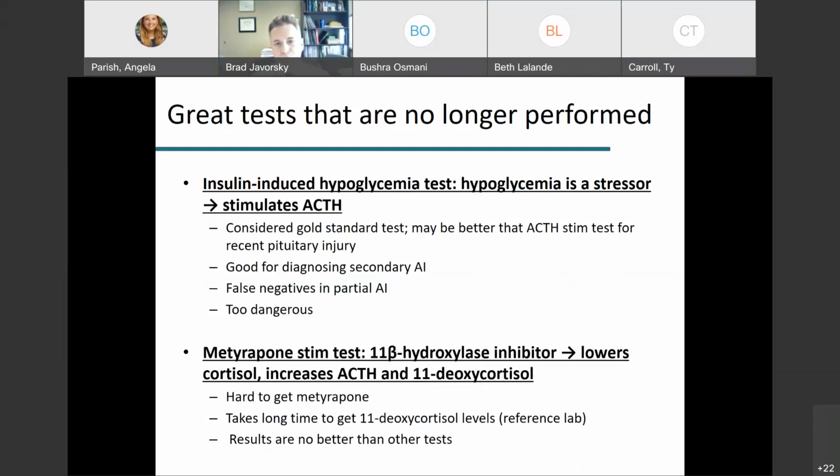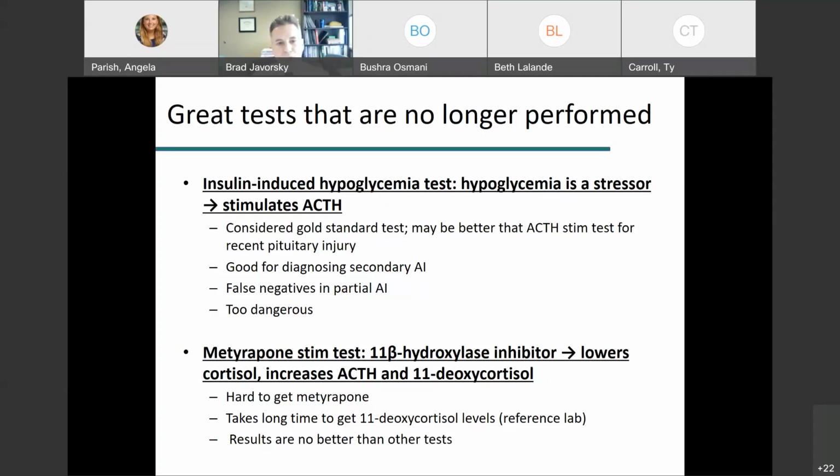The insulin-induced hypoglycemia test works by causing stress, the hypoglycemia, which stimulates endogenous ACTH production, and as a result, cortisol should increase. This is considered, or was considered, the gold standard test. For patients who had recent pituitary injury, it is probably better than the ACTH stimulation test. It's good for diagnosing secondary adrenal insufficiency because it stimulates ACTH release endogenously. Some patients who have partial adrenal insufficiency might have a false negative result because you can get a good response to cortisol in patients who have severe hypoglycemia, even if they have partial adrenal insufficiency.